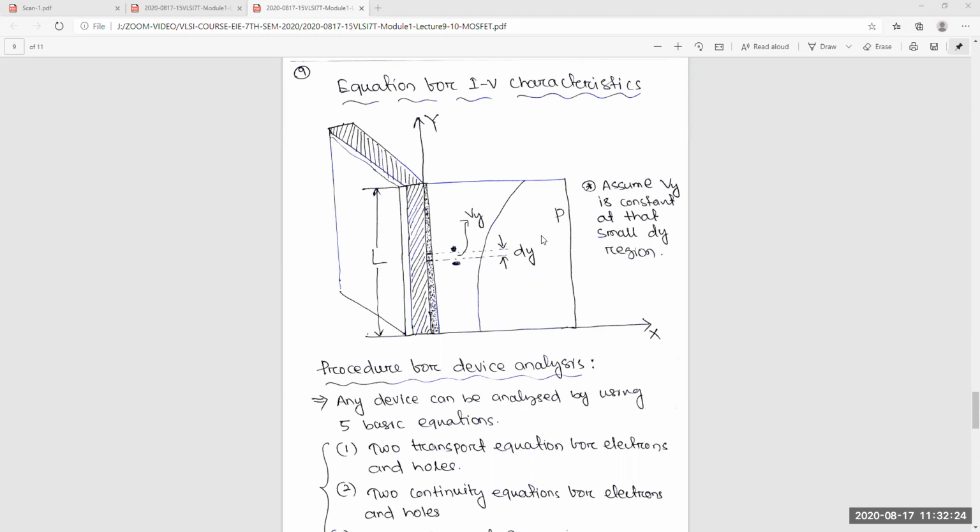Okay, so you have to apply them for every device analysis, whether it's a diode or a BJT or whatever, MOS. So those 5 equations are very important. What are those 5 equations? From those 5, 2 are transport equations. Okay, 2 transport. What is the transport equation? That is transport of electrons and transport of holes. Transport means from one place to another place. If holes are flowing from one place to another, or electrons are flowing, we say the transport of electrons, transport of holes.